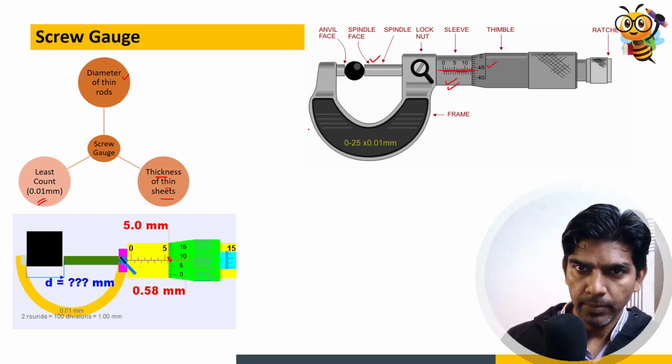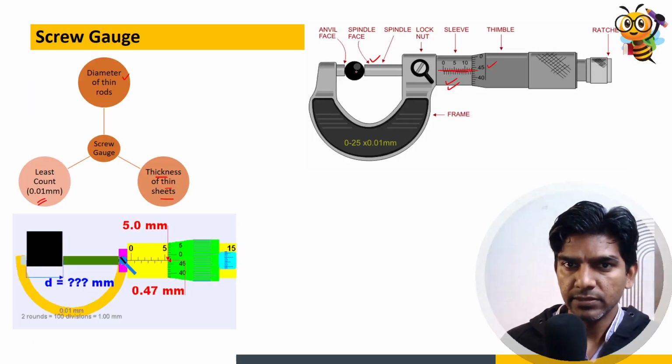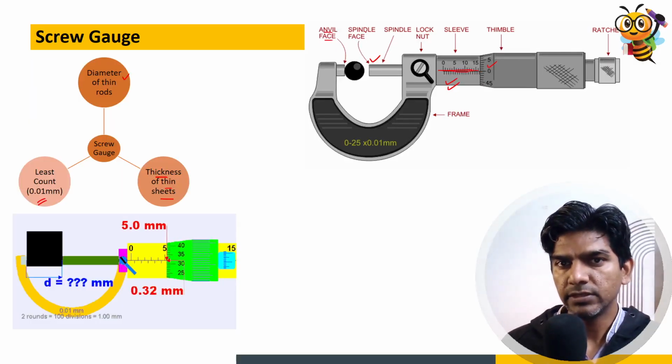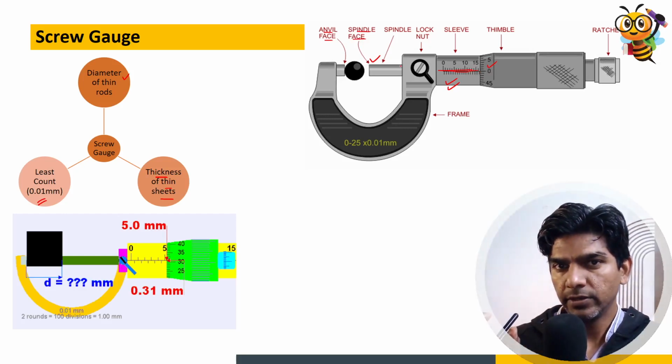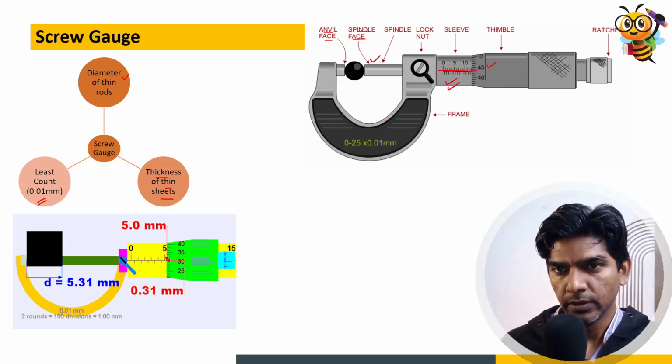Now let us see. We can place the specimen between the anvil face and the spindle face, and we can lock it. So once we lock the spindle and the anvil, we can measure the reading.